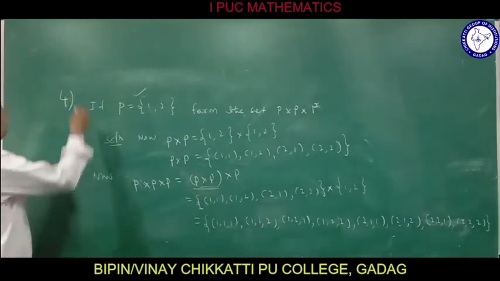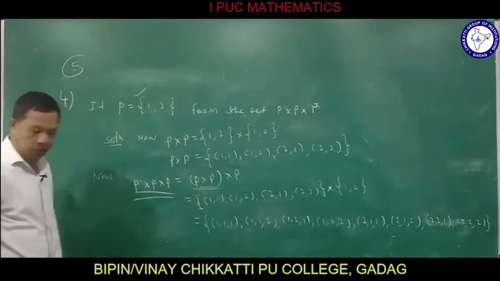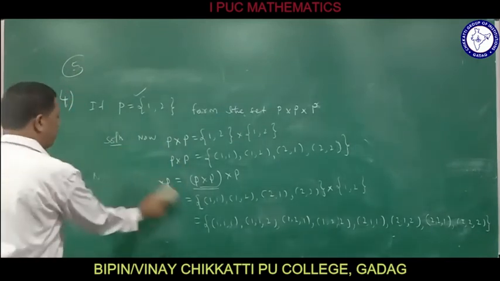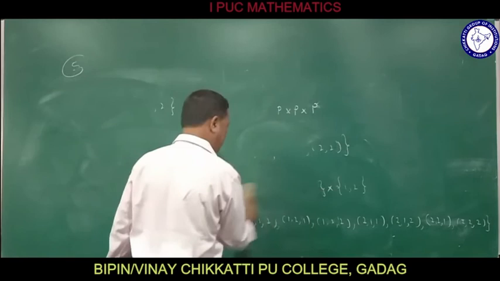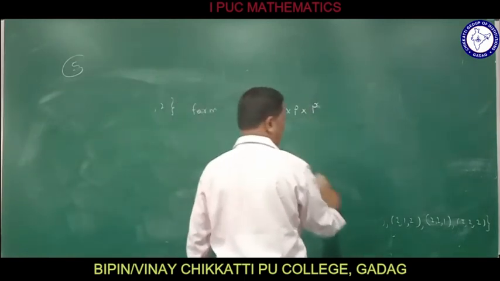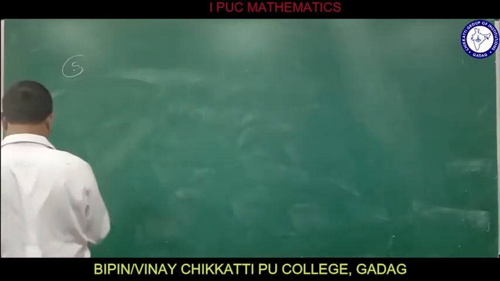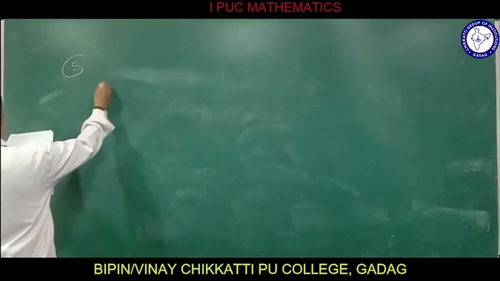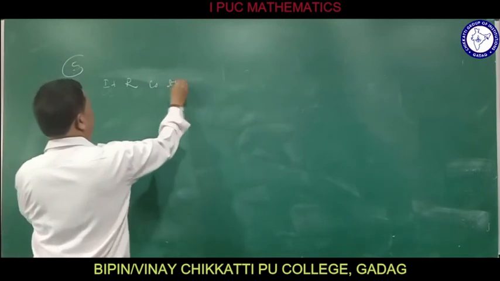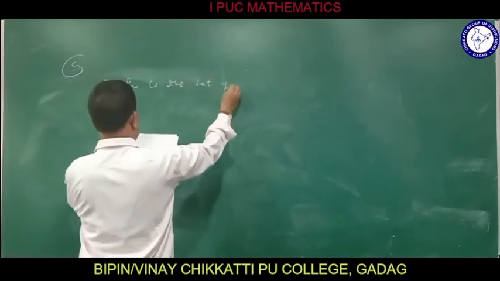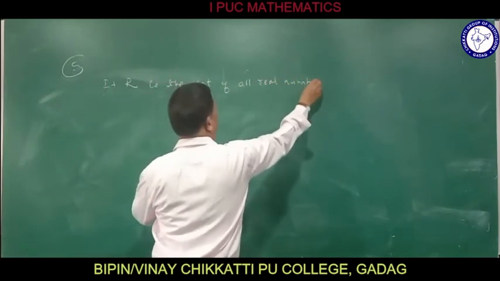Now I want to see problem number 5. I hope you have understood how you have got this P cross P. Okay, so this can be followed. Now, problem number 5, in which we have to find out, is very simple, and the formula for that you see which we have already discussed. What is problem number 5? If R is the set of all real numbers, see the question, set of all real numbers.